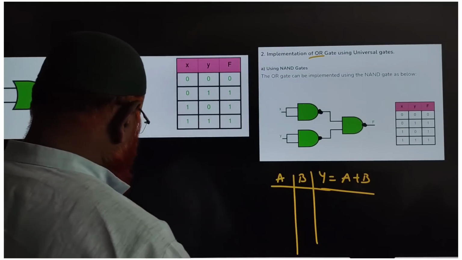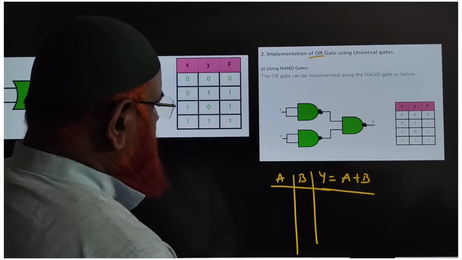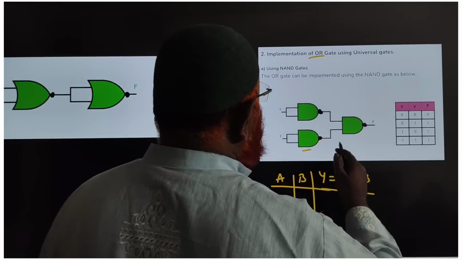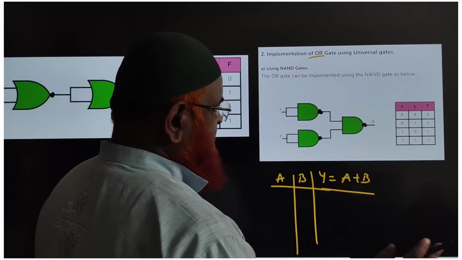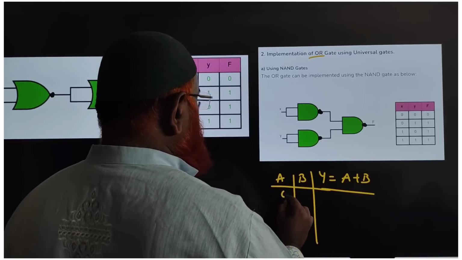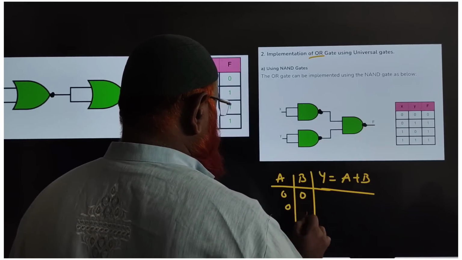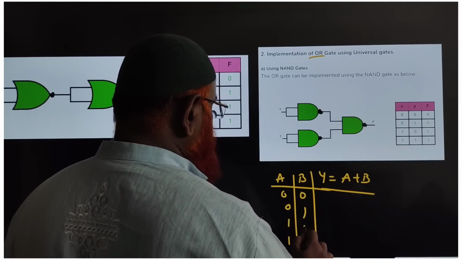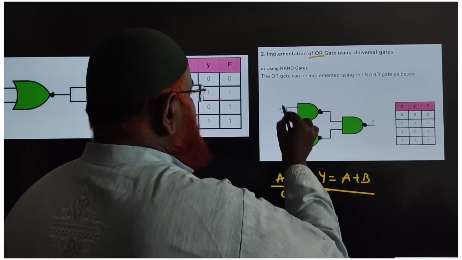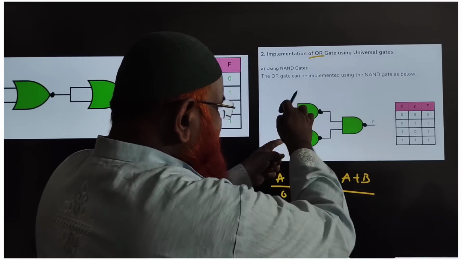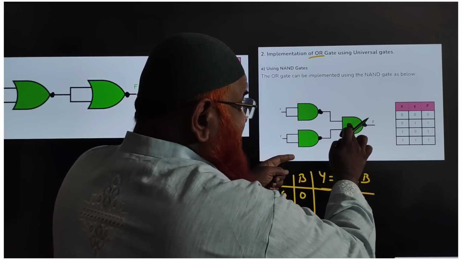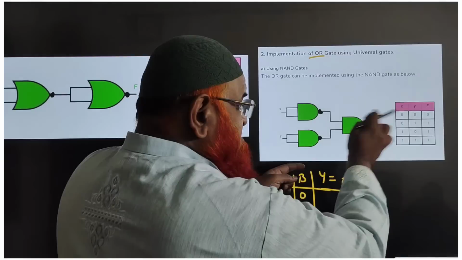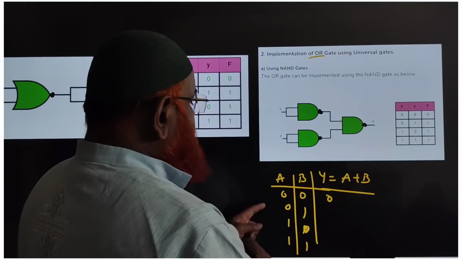ठीक है. Let us see. So what I have to prove? So these 3 gates should act like an OR gate, isn't it? So what I am doing now, 0 0 ले रहा हूँ, 0 1 ले रहा हूँ, 1 0 and 1 1. So I'll take 0 0 first. 0 0 means 1 1. 1 into 1 is 1. After crossing bubble 0.